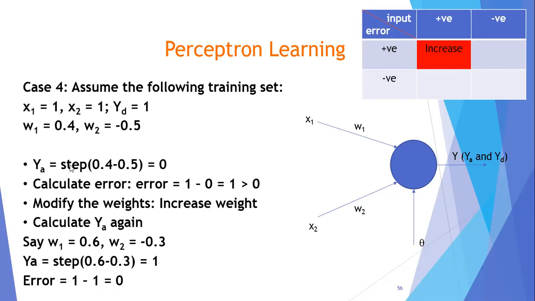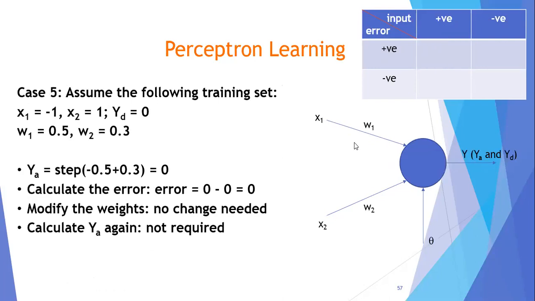So let's just quickly cross check. We are saying we have to increase the weight. So let's increase W1 to 0.6 and we're increasing W2. Since it's negative here, we have increased it to minus 0.3. So you calculate the actual value again. You take 1 times 0.6 plus 1 times minus 0.3, get step of 0.3 now, which is 1, and your desired value is 1, so you're happy, your error is 0 now. So we are validating again that in this case you will increase the weight. So for this particular combination, with input positive and error positive, we have to increase the weight. Now let's go for case 5.